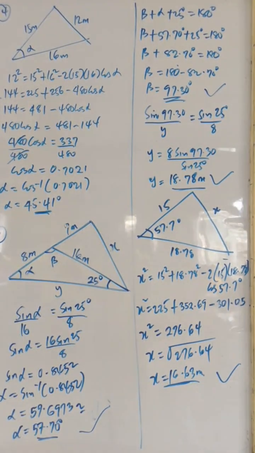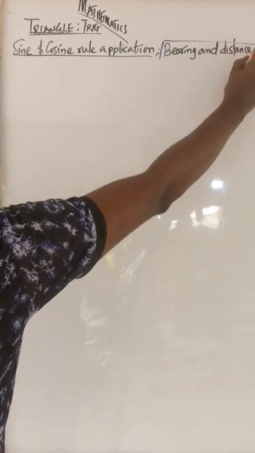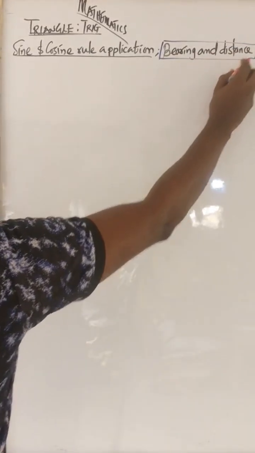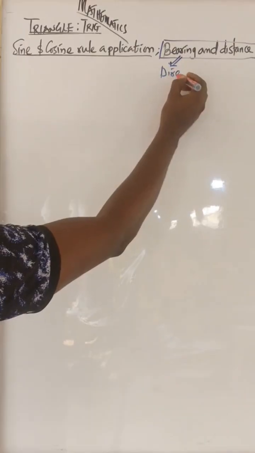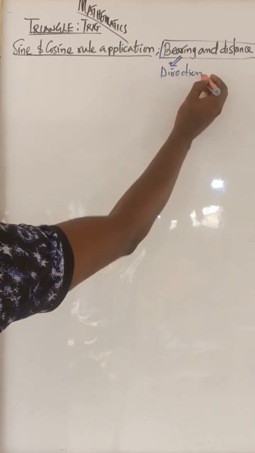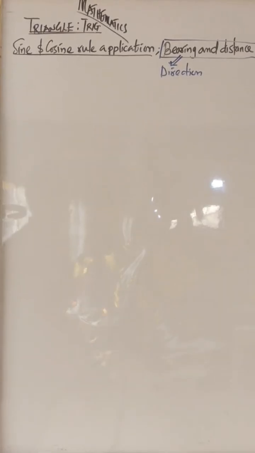What next is application of sine and cosine rule, which is bearing and distance. Concept of bearing and distance. Bearing actually means direction, and I believe you all know what distance is. It's the length between 2 points. So now, before we start, let's revise sine and cosine rule.